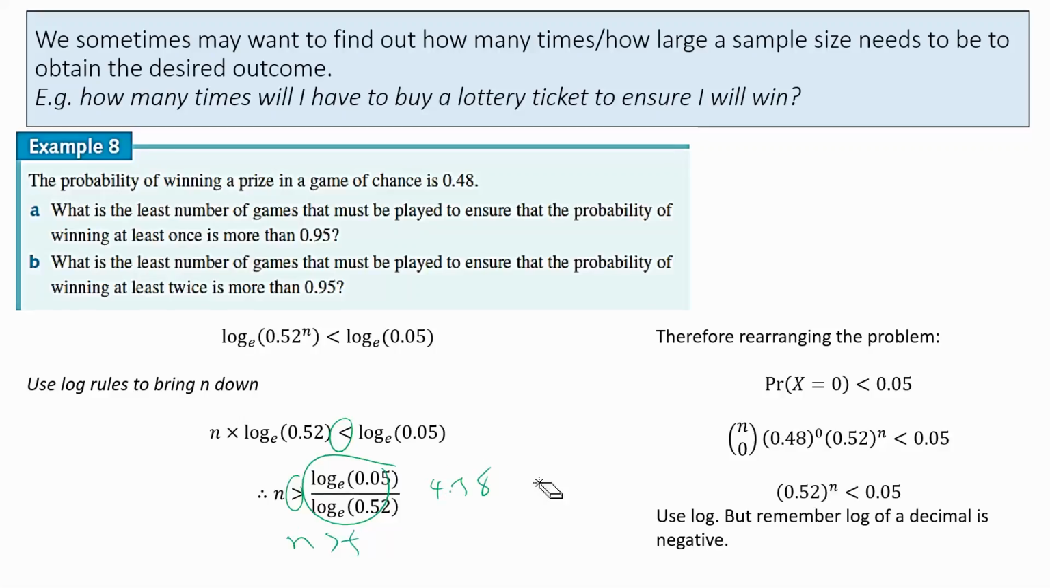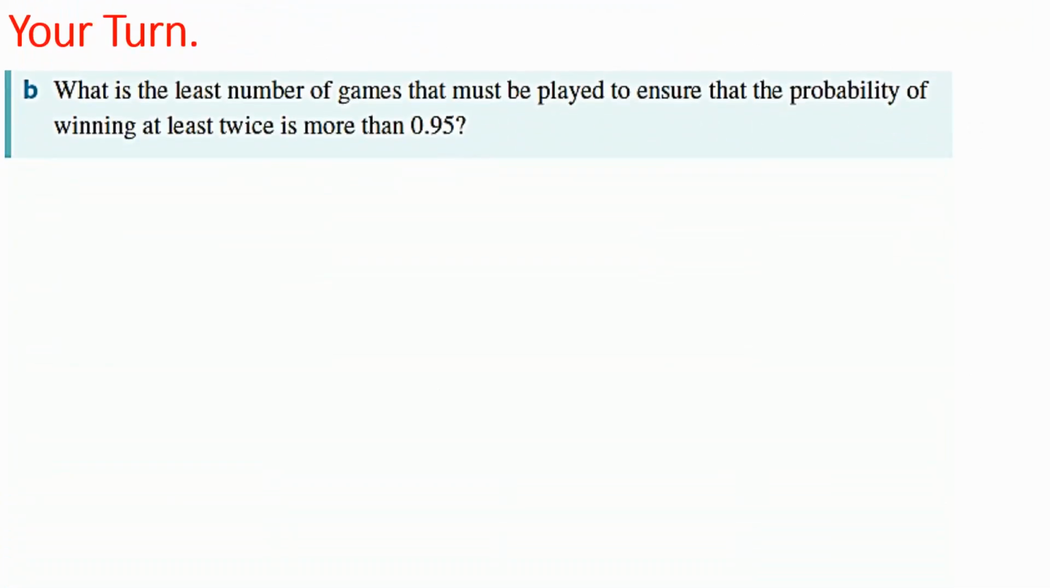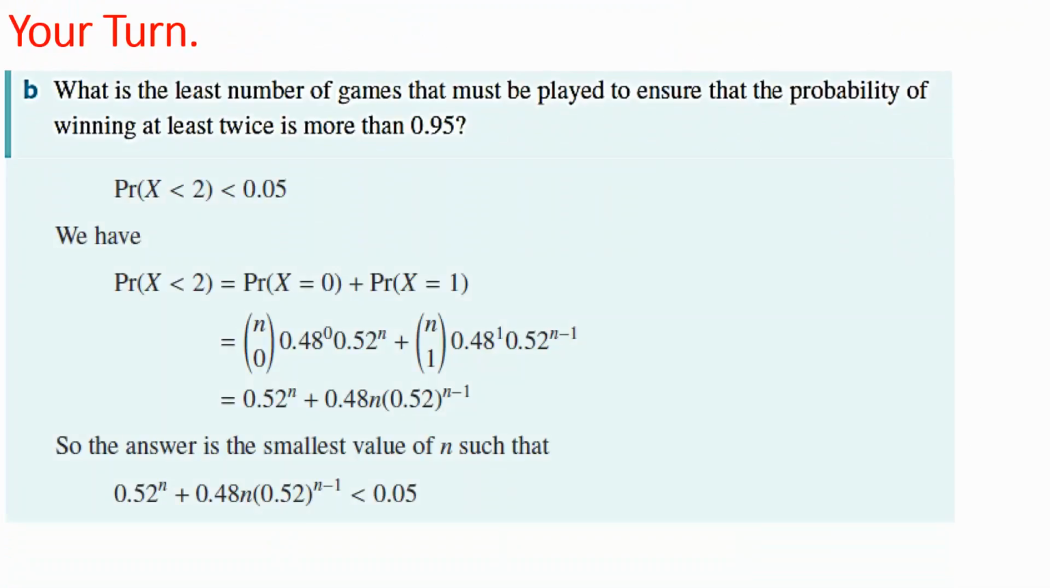All right, so hopefully you understood what I was trying to say, and now it's your turn. What is the least number of games that must be played to ensure the probability of winning at least twice is more than 0.95? So I said your turn, and if you've done it correctly, it's the same thing. All they did was, in order to find less than 2, because it says at least twice, notice they skipped a step here.